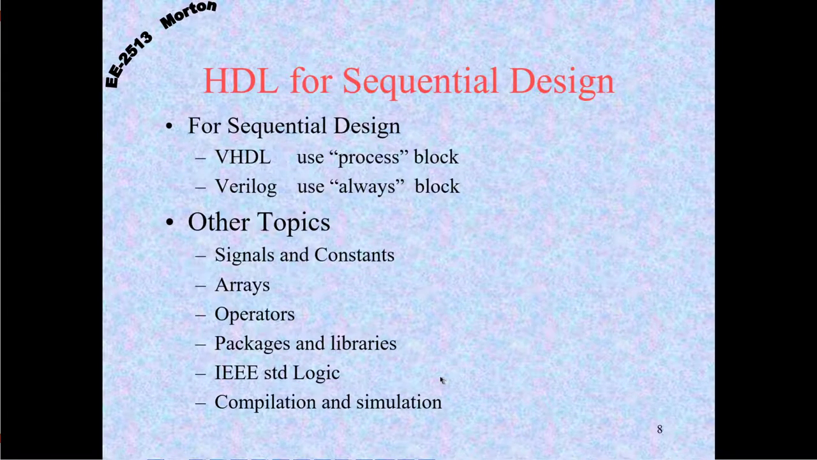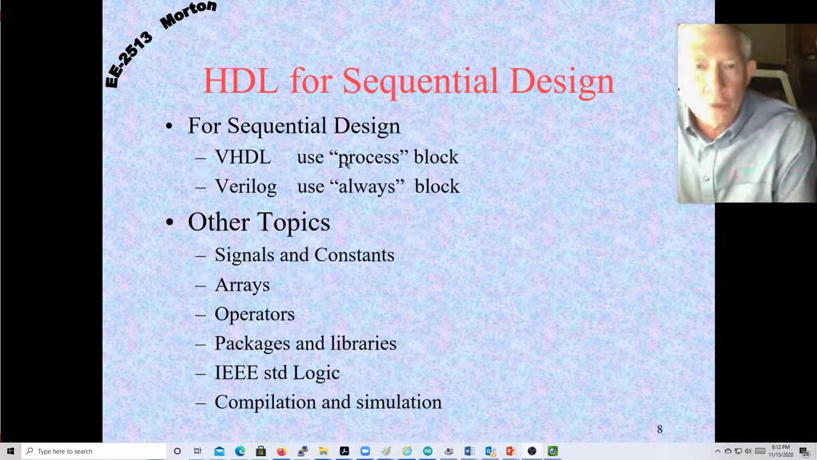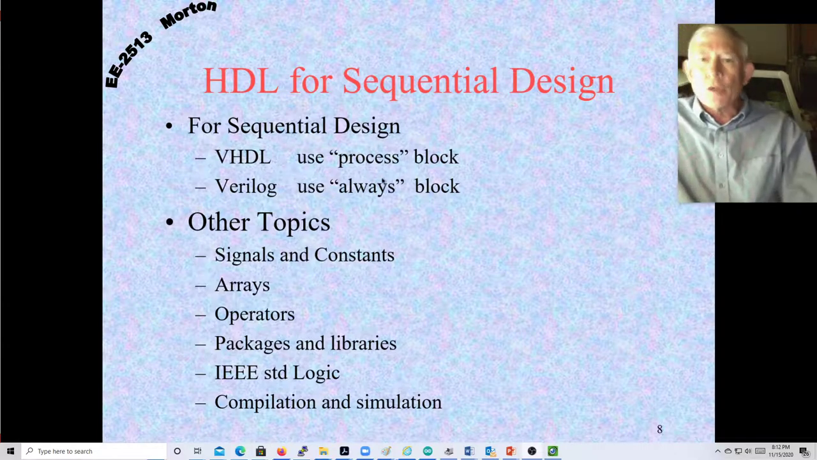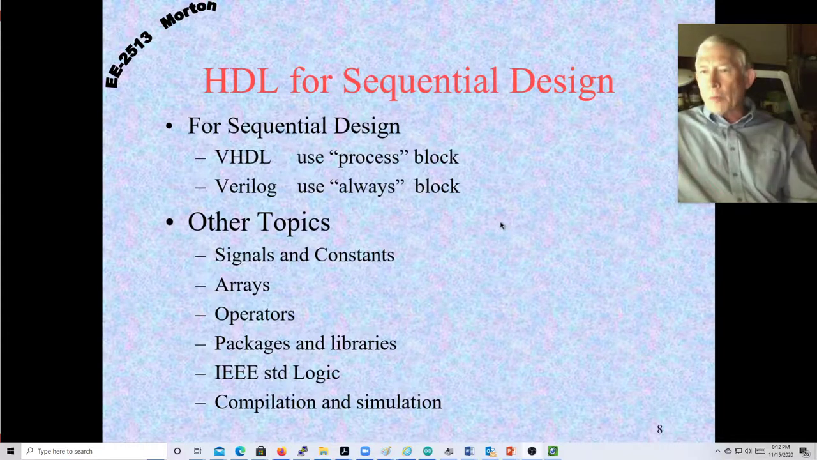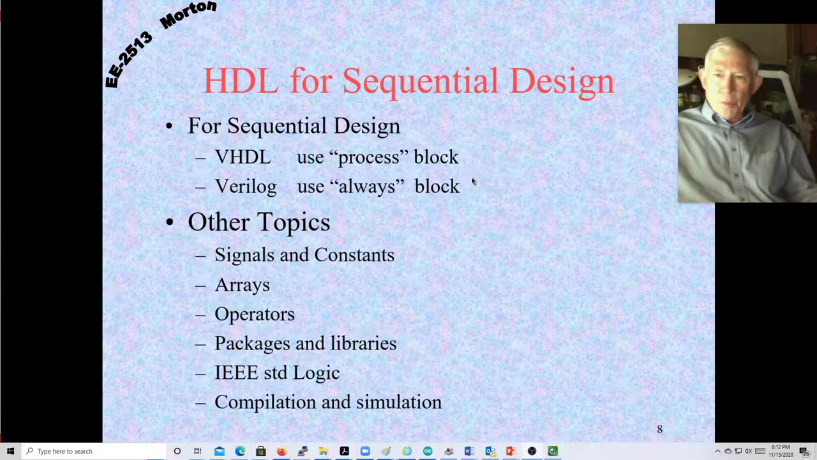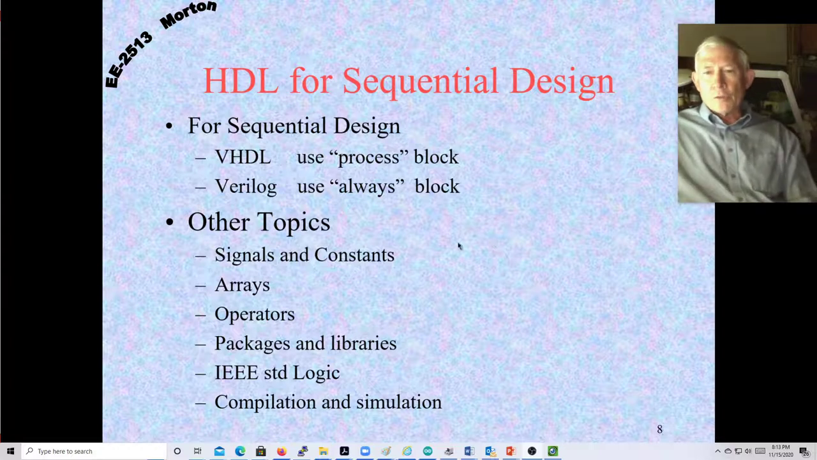All right. So let's talk about how we use hardware description languages in sequential design. We're going to talk about how you do sequential design with VHDL and Verilog. In VHDL, we use what's called a process block, and in Verilog, we use what's called an always block. So in other words, we have our normal modules, but within those modules, we have special blocks that allow us to do sequential design. Those blocks are typically triggered by edge signals, like a clock or maybe a set or a reset, and other signals, like a latch, that trigger an execution of some particular amount of code.